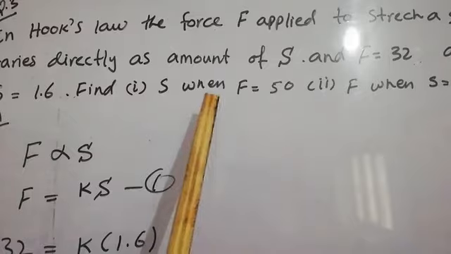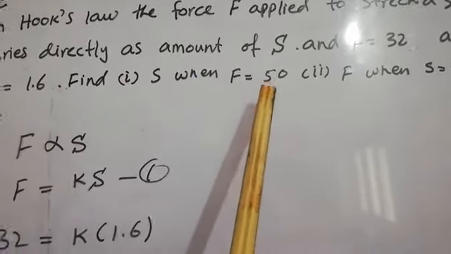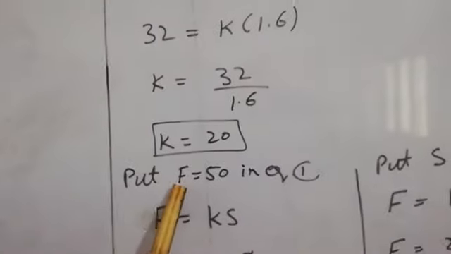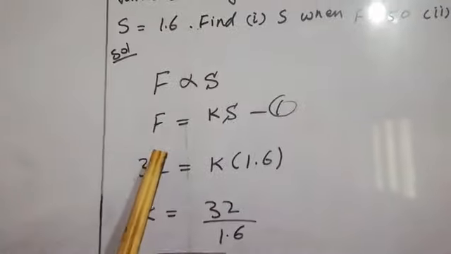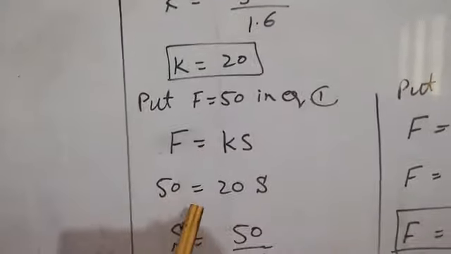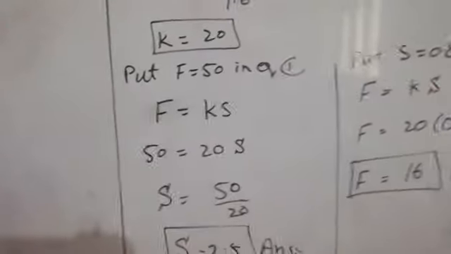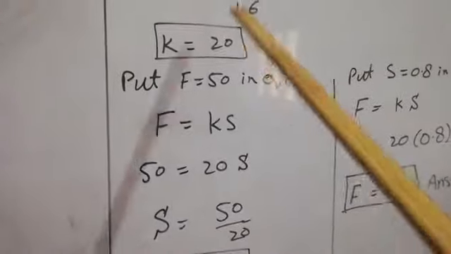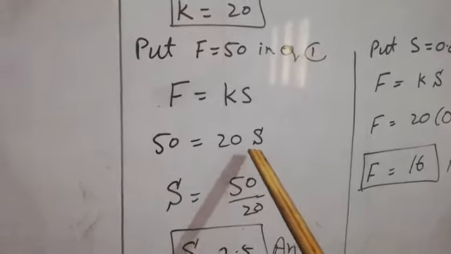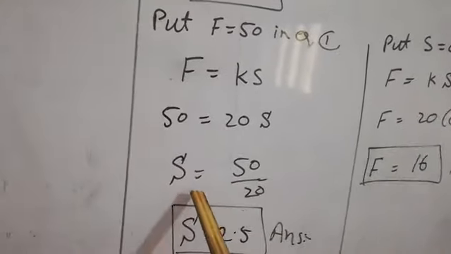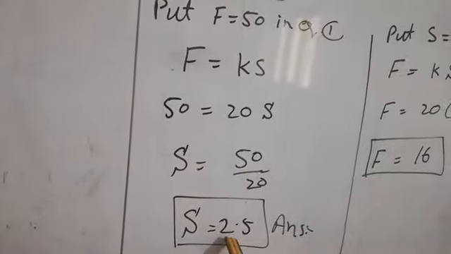Now we have two situations. First, find S when F is equal to 50. So we will put the value of F equal to 50 in equation 1. F is equal to Ks is the relation. Put F equal to 50. The value of K is equal to 20, as you can see. So we will divide the equation on both sides by 20. We will get the value of S is equal to 2.5.